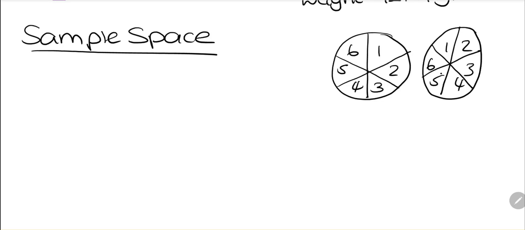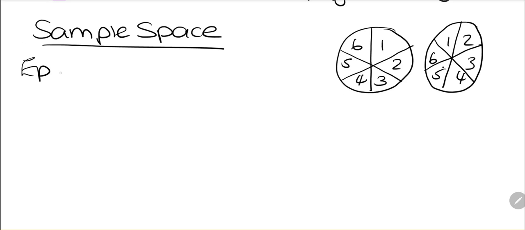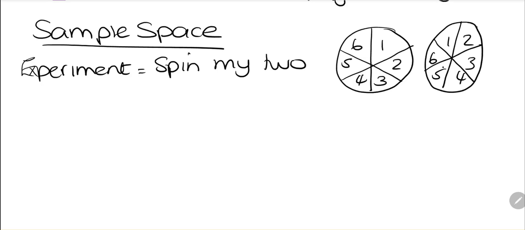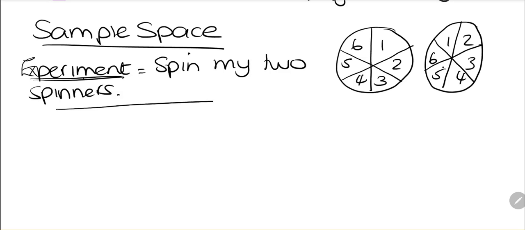So I'm going to conduct an experiment. I'm going to spin my two spinners. Now also in probability we have theoretical probability and we have experimental. So we're going to be conducting this experiment, spinning my two spinners, and what would I expect to have. So I'm just going to draw myself a table.